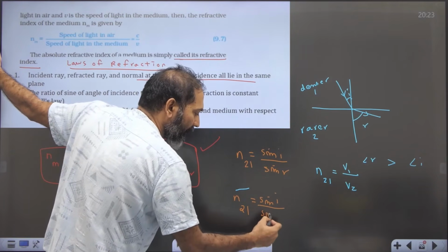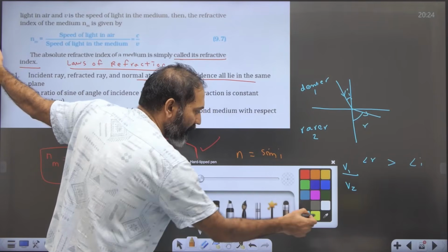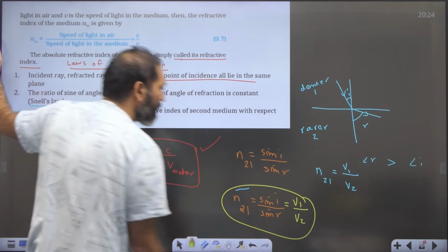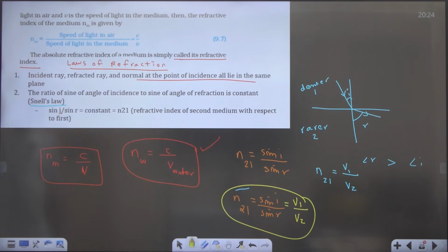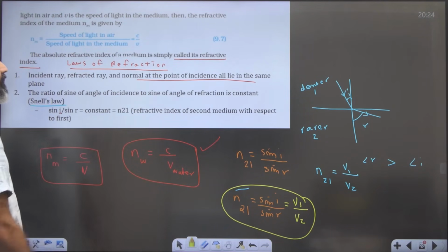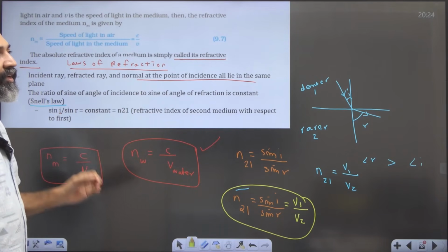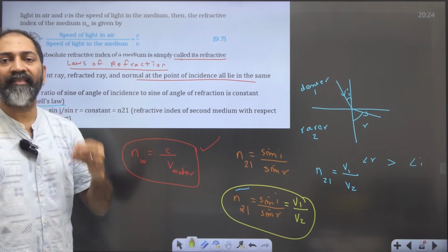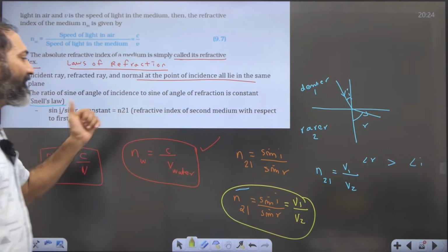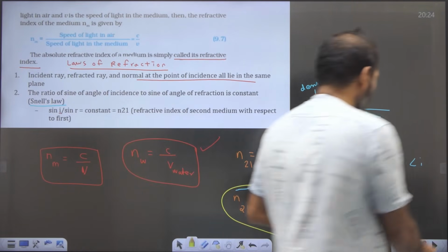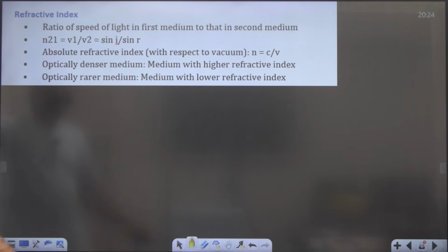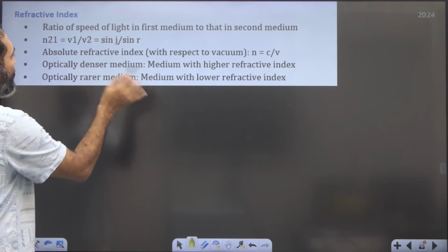I can bring the other equation here also. What is that? It is equal to V1 by V2. Any doubt? I hope it is clear. This constant is called the refractive index, sin i by sin r. This is called Snell's law. What is Snell's law? The ratio of the sine of the angle of incidence to the sine of the angle of refraction is a constant. That constant is the refractive index, the ratio of the speed of light in the first medium to that in the second medium, N21 equal to V1 by V2, equal to sin i by sin r.